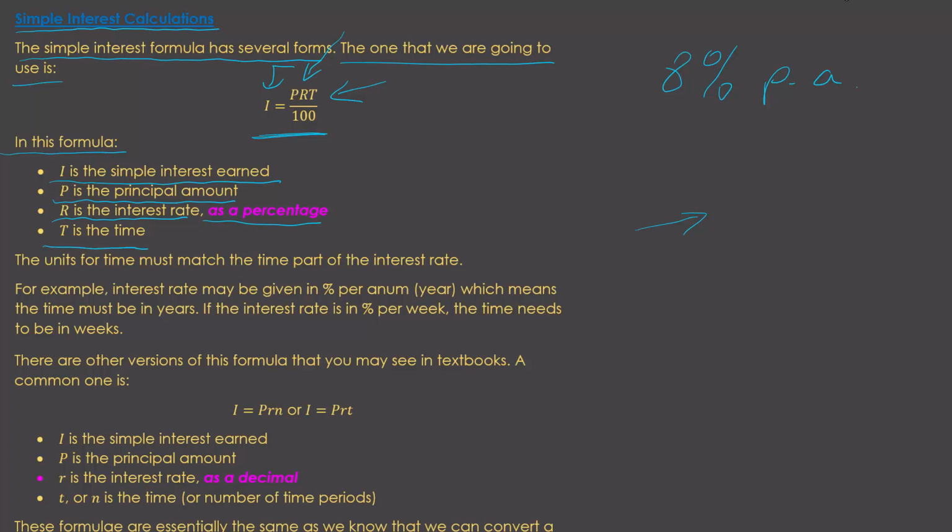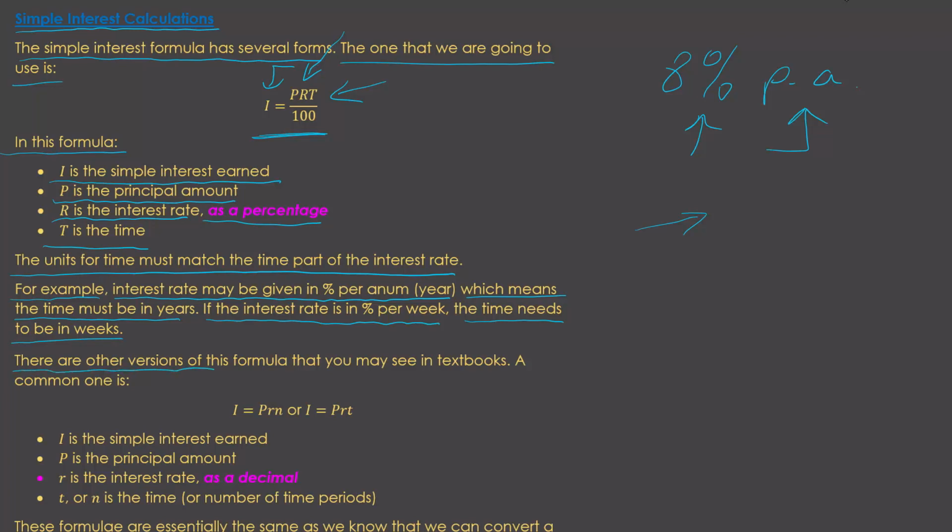And T is the time period. The units for time must match the time part of the interest rate. Note that the interest rate has both a percentage and a time. For example, the interest rate may be given in percent per annum or year, which means the time must be in years. If the interest rate is in percent per week, the time needs to be in weeks.